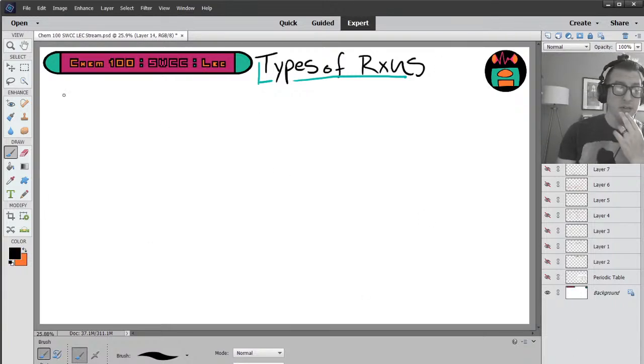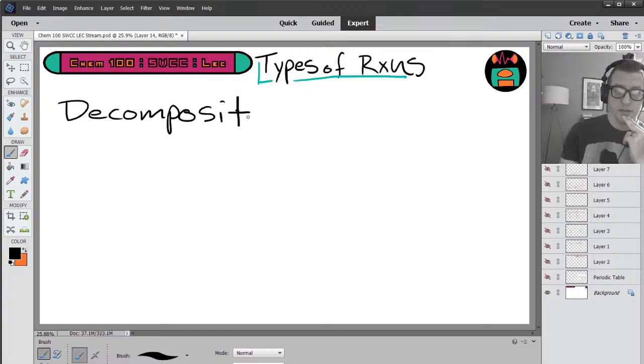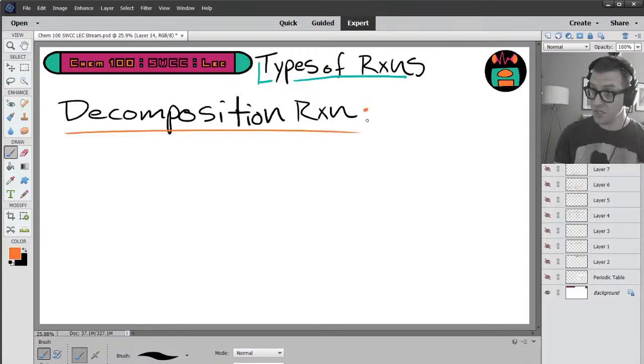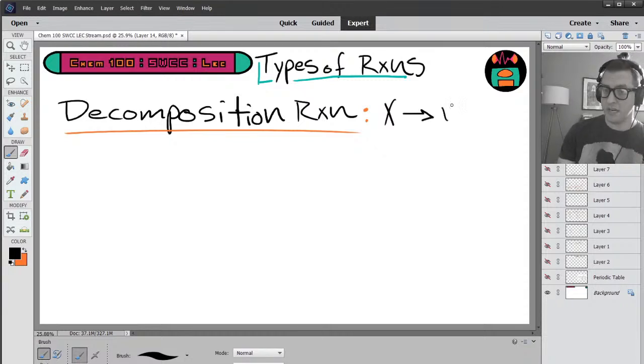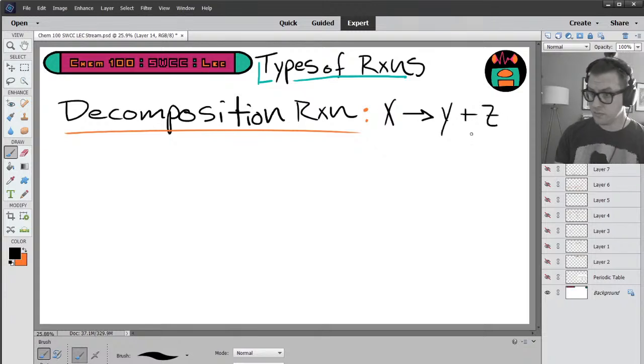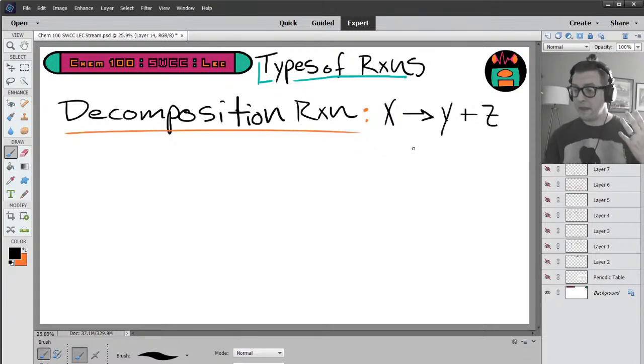Another type of reaction that you should be aware of is decomposition. Decomposition reactions. In a decomposition reaction, decompositions are, much like combinations, exactly what they sound like. It's kind of the opposite, actually, of a combination reaction. In a decomposition, you start with one molecule X, and it falls apart into multiple pieces, which I'll call Y and Z.